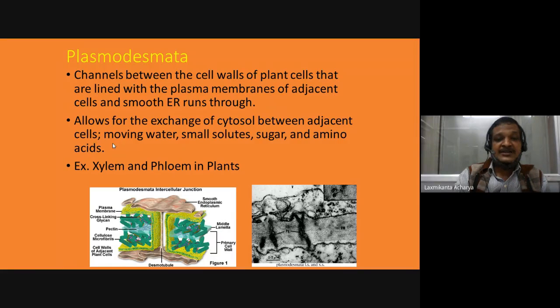Okay, how is it happening? So these cells are connected with this plasmodesmata, and it also helps in the transportation. So it allows the exchange of cytosol between adjacent cells, moving water from root to the apex, and small solutes, sugars, amino acids, and the example you can find in xylem and phloem in plants.